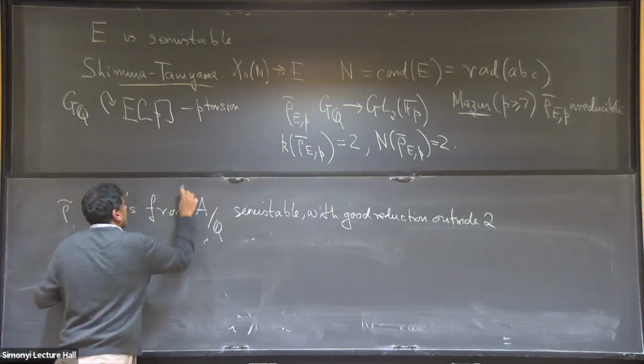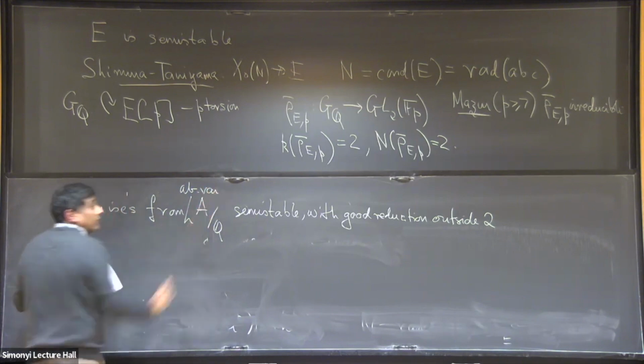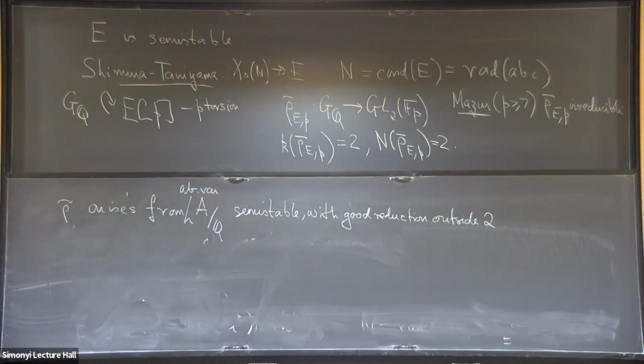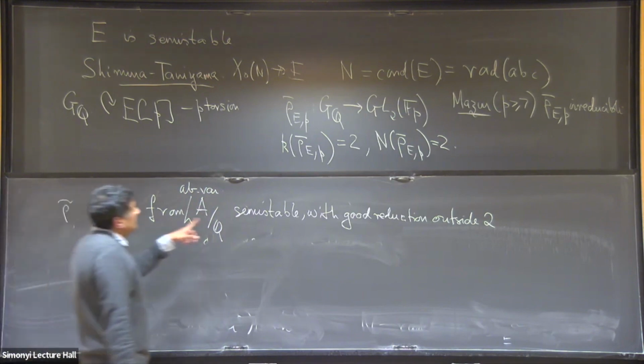So that can be quite big. Sorry, the number field? No, but this is over Q. Yeah. Somehow you do some descent, but the actual A might have big dimension. Yeah, but somehow the point is to descend. Yeah. So from good reduction outside 2.